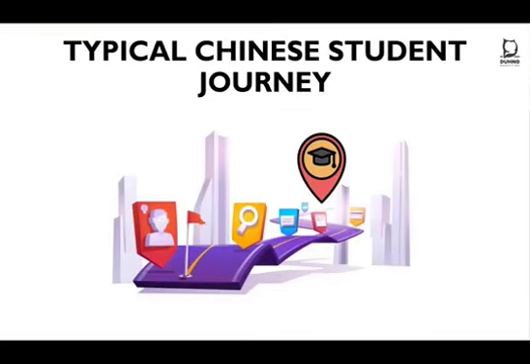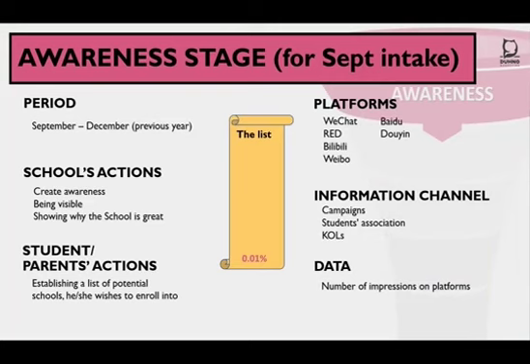Now let's enter into the typical Chinese student's journey, basically into searching for higher education abroad. So first, the awareness stage. Basically, at which moment people are searching for that, it can be really, really early. They start already to have a list in their mind. Here you can have an idea of the period where people will spend a bit more time if they want to have a September intake in the following year. So here we have the period, from September to December in the previous year. People will be more sensitive to that awareness stage. And that's really, really important to understand.